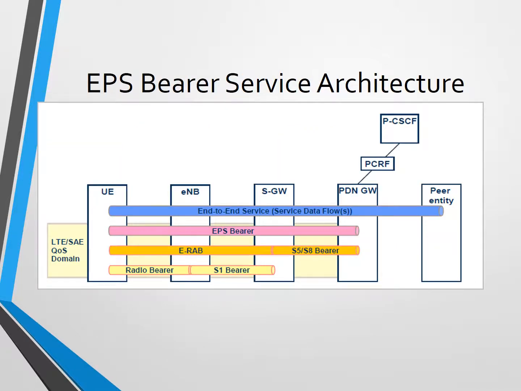So, EPS bearer service architecture, and these are the different service architecture end-to-end flows. EPS bearer is basically from UE to the PDN gateway. Then we have E-RAB from UE to the SGW through PDN gateway, and radio bearer is only between UE to eNode B. Then eNode B to SGW we have S1 bearers, and all these bearers have a different QoS requirement.